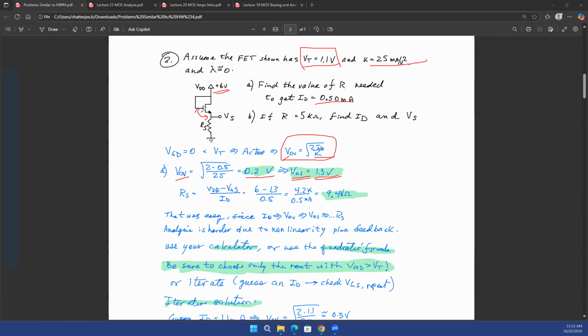So the gate voltage is 6 volts. So what would be the source voltage? The source voltage would be 1.3 volt lower than 6 volts because VGS is going to be 1.3 volt. So VS is going to be 4.7 volts, right? 6 volt minus 1.3 volt, that would be 4.7, divided by 0.5 milliampere, that's the current. That will give you the value of this resistance RS, that is 9.4 kilo ohms.